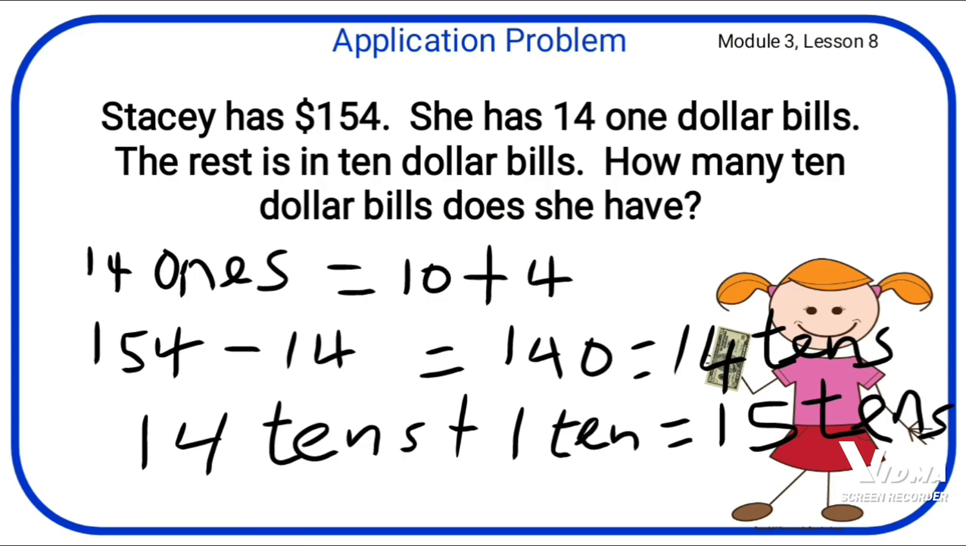And if you want to find out the ones, 154 is 15 tens, 4 ones. But we're interested in how many tens she has. She has 15 tens. It is very easy to solve this kind of question when you think it out. Just look at it very well, think thoroughly, and you get the answer. All right?